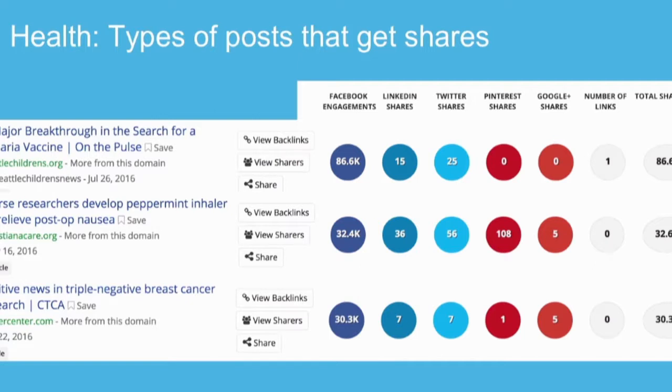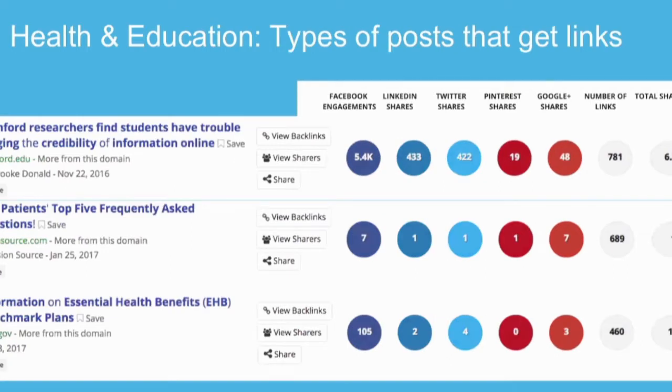Interestingly, as you can see there from the right-hand side, these news posts get very few links. And if you wanted links in these industries, you would look at a different type of post. So these are sort of research posts, these are reference posts, information on essential health benefits, etc. And we can see that these are gaining large numbers of links.